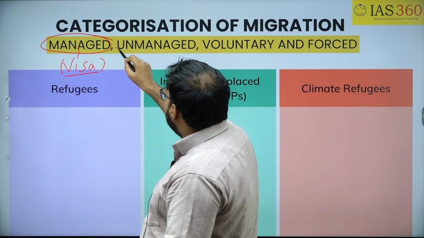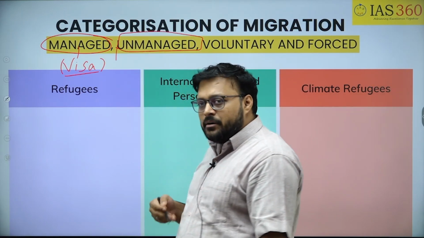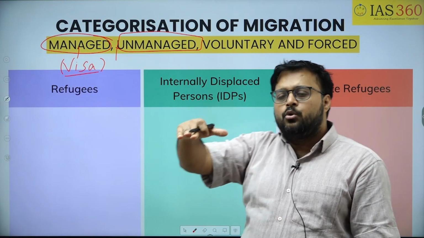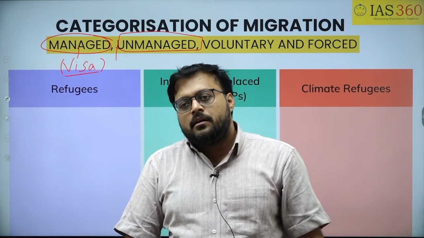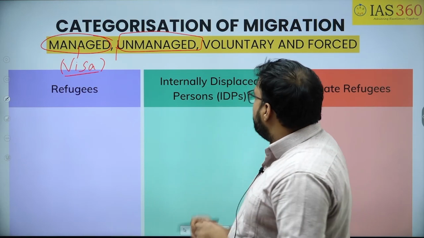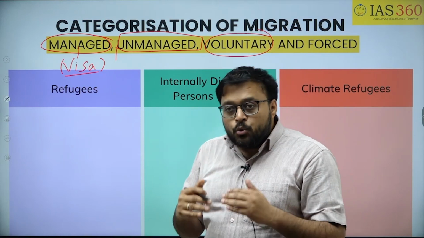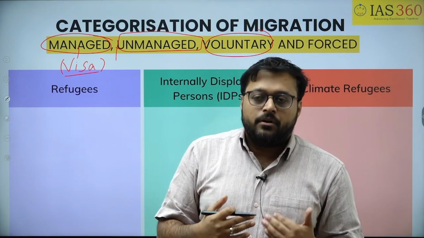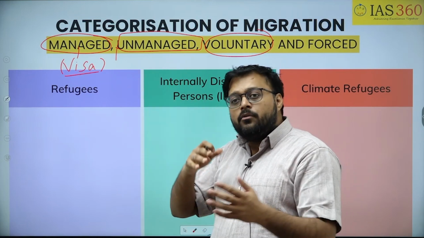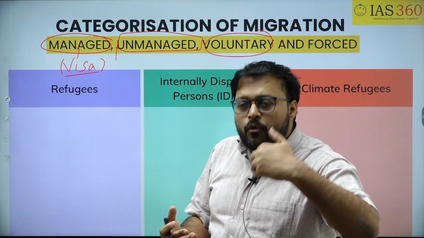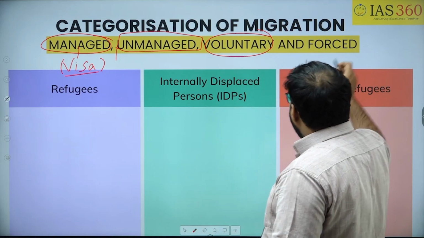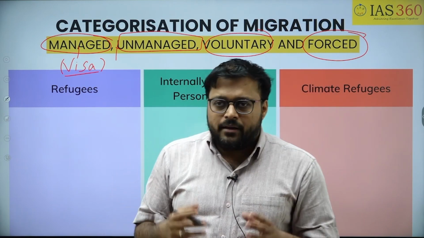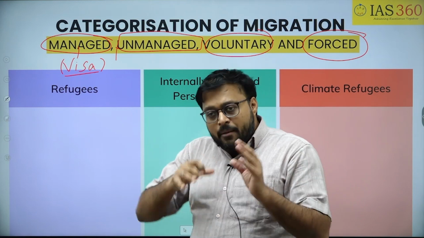The second is unmanaged migration. So obviously you have understood the difference between managed and unmanaged: people are crossing the international border without having a legal document. And the third is voluntary migration. You are migrating because of better health, because of better education, and it is a voluntary one. And in forced migration, you are being forced to move to a new country. Forced displacement can be because of political fragility, or because of climatic change.